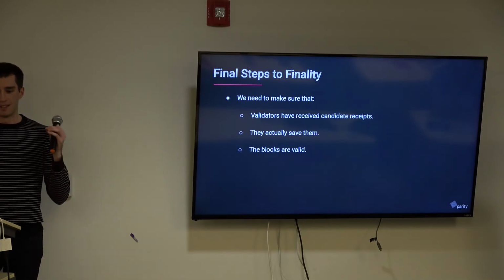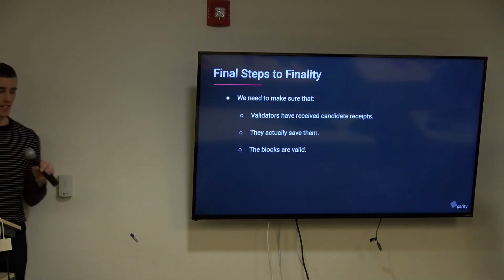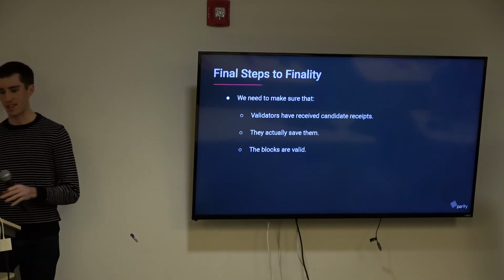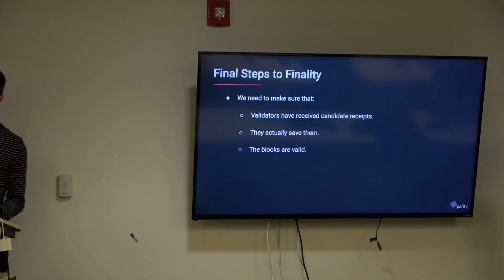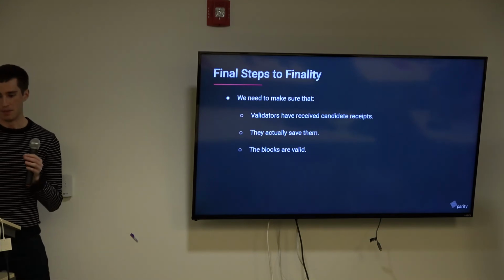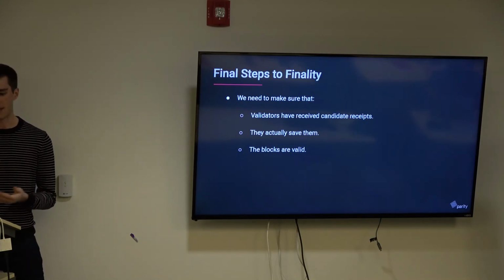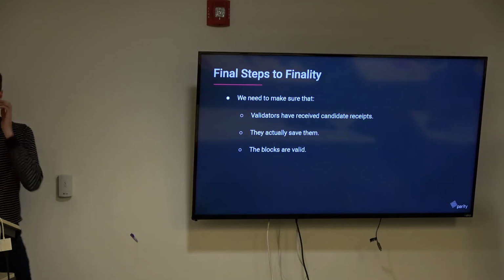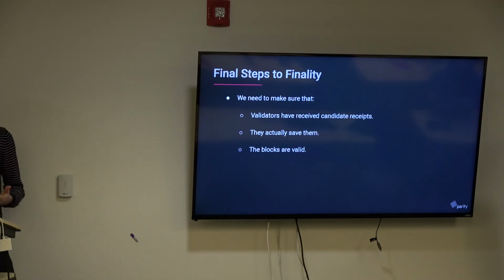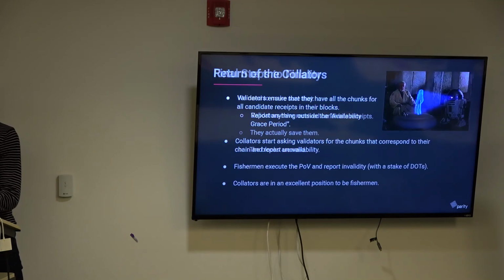So now one of these candidate receipts is actually in a relay chain block, and now it has to get finalized, but we're not quite there yet. There's still more to do. They have to save these candidate receipts, they have to save their erasure coding, and we need to make sure that the blocks are actually valid, because since we only have 10 validators per parachain, we still don't really trust them. So we want to make sure a little bit more.